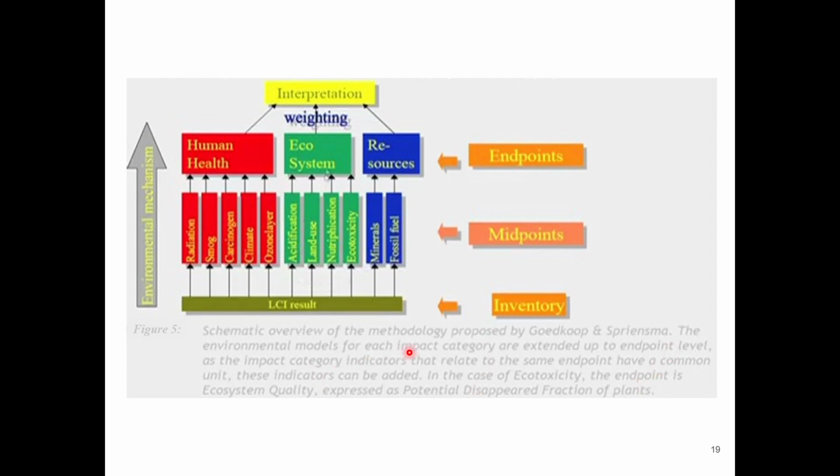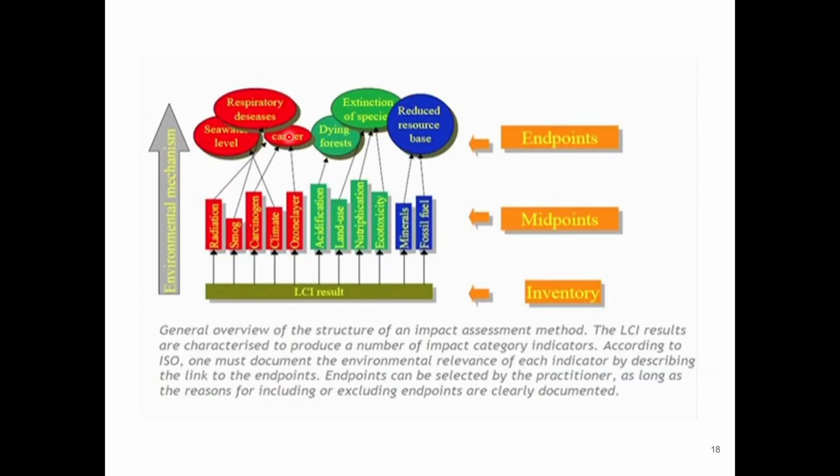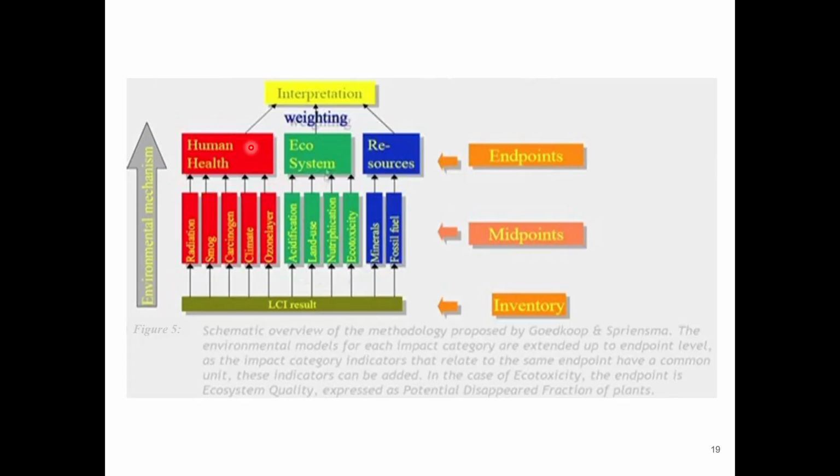The environmental models for each impact category are extended up to endpoint level, as the impact category indicators that relate to the same endpoint have a common unit. These indicators can therefore be added, because they are related to a common unit of human health. Similarly for ecosystem as well as resources. And in the case of ecotoxicity, the endpoint is ecosystem quality, expressed as potentially disappeared fraction of plants.